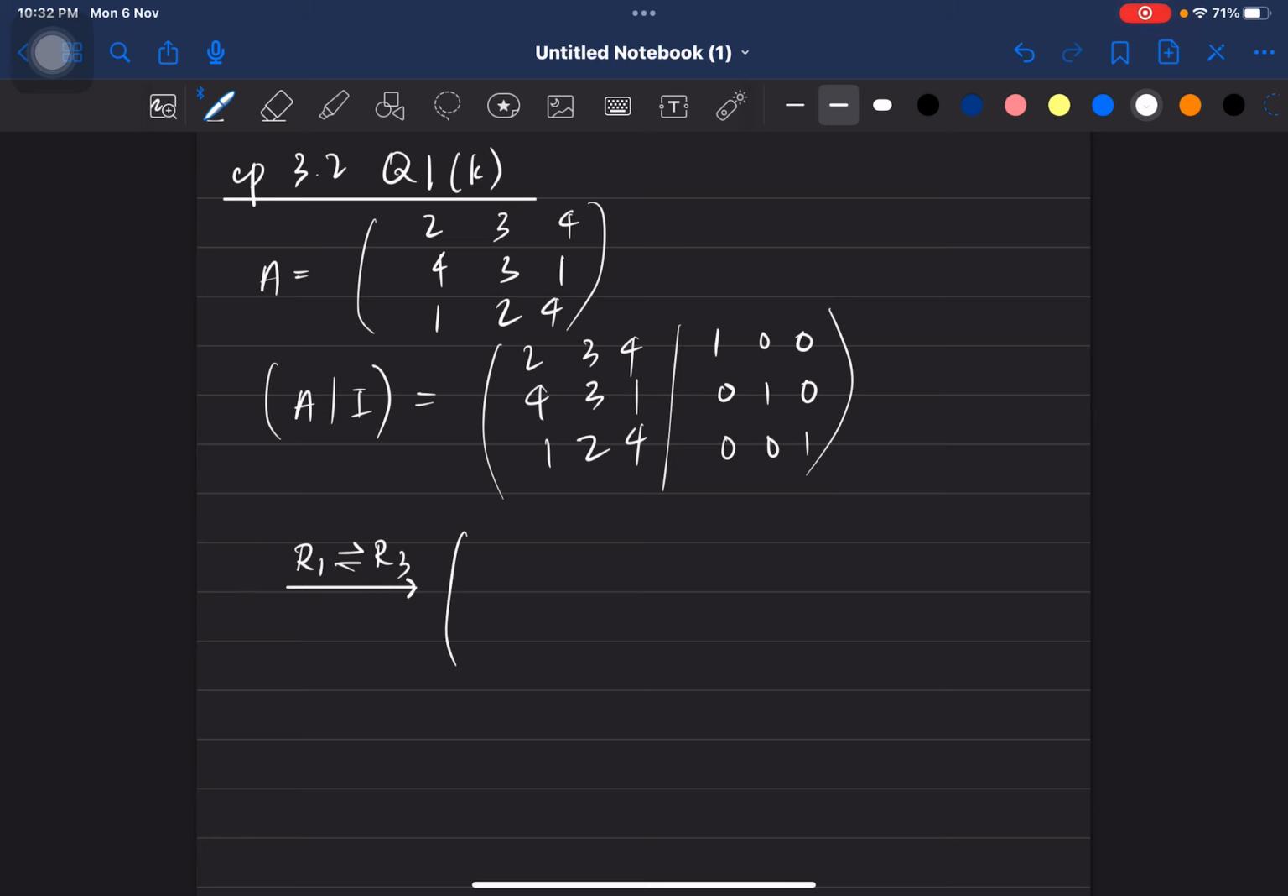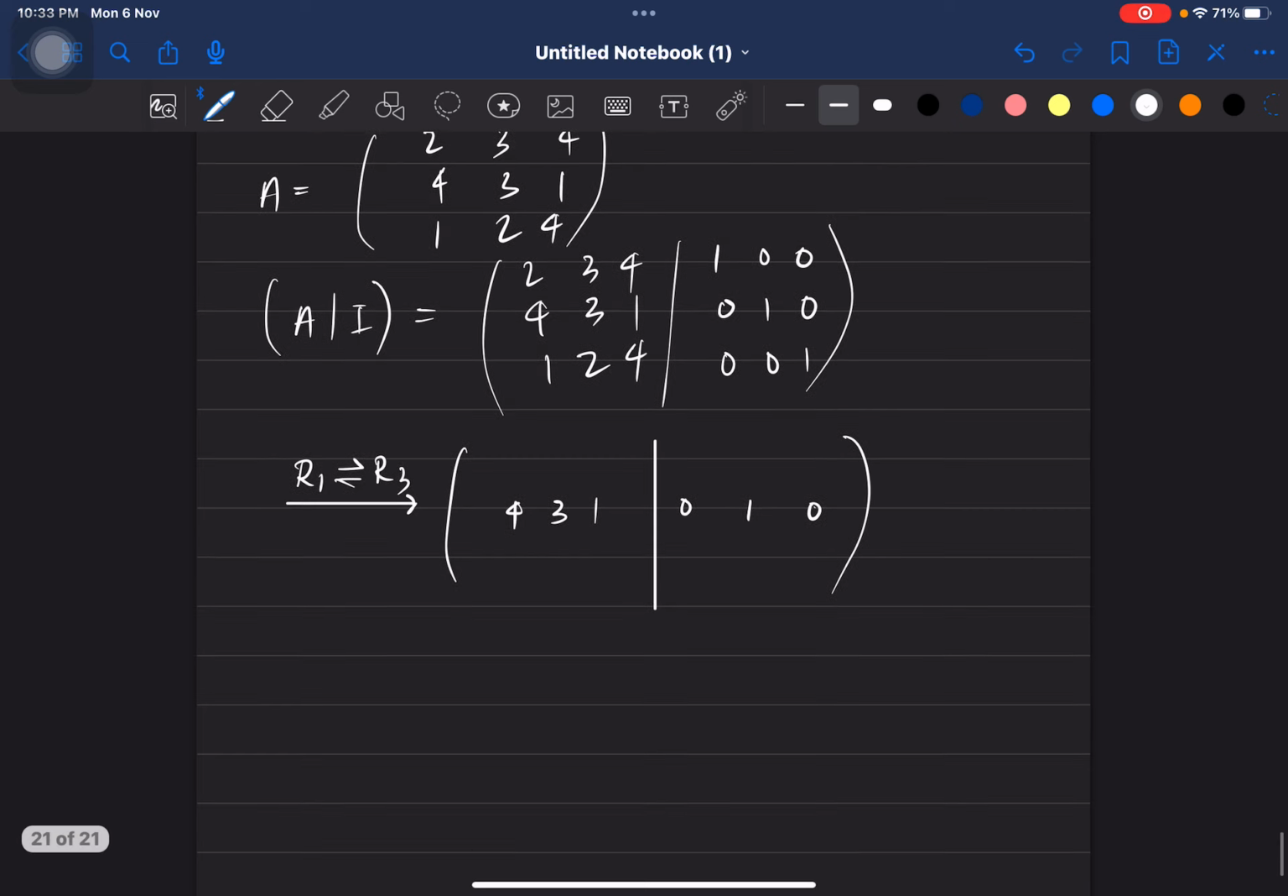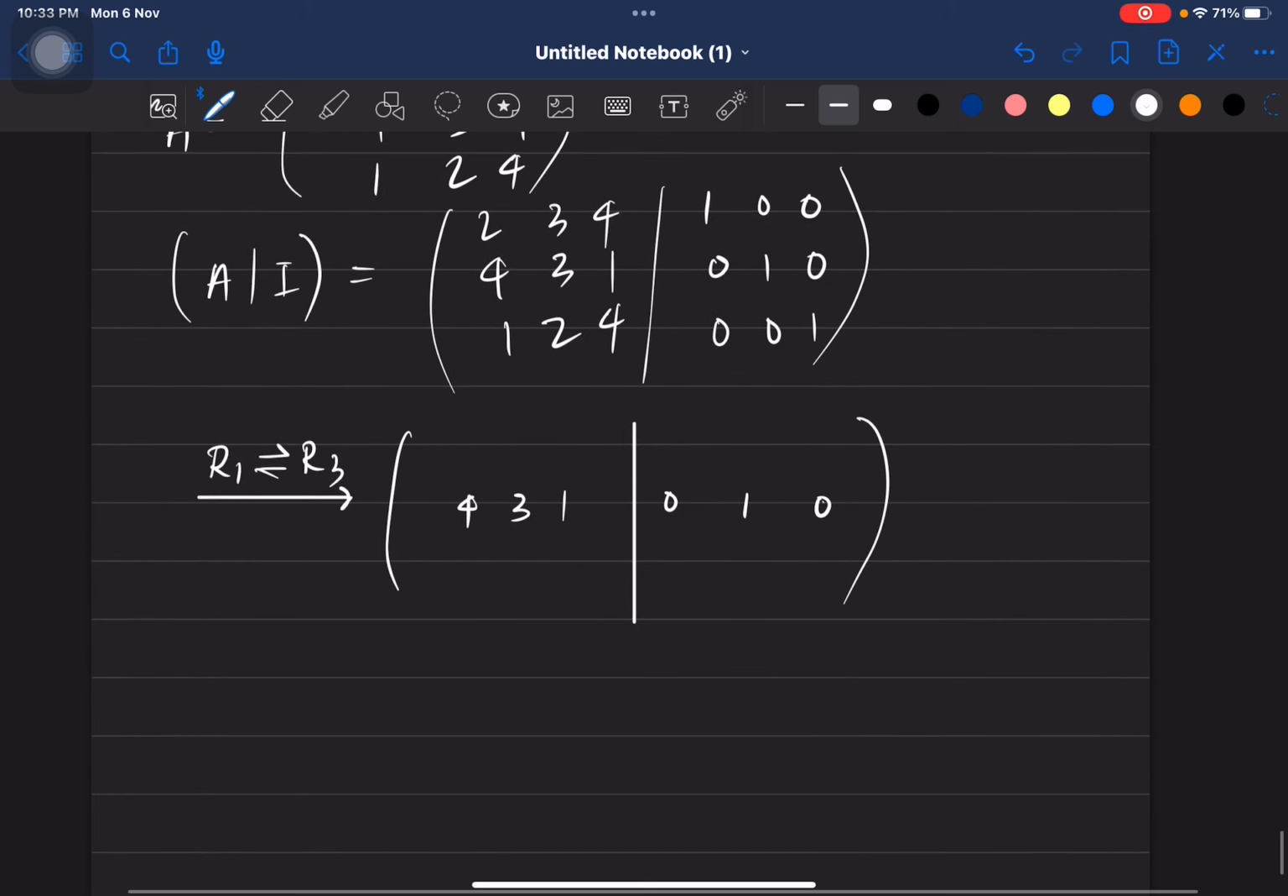When row 1 is interchanged with row 3, nothing happens to row 2, right? So copy row 2 first, so you don't make any mistake when you copy back. Okay, row 1 is written as row 3. So row 1 is 2, 3, 4, 1, 0, 0. Then 1, 2, 4, 0, 0, 1. Okay, settle.